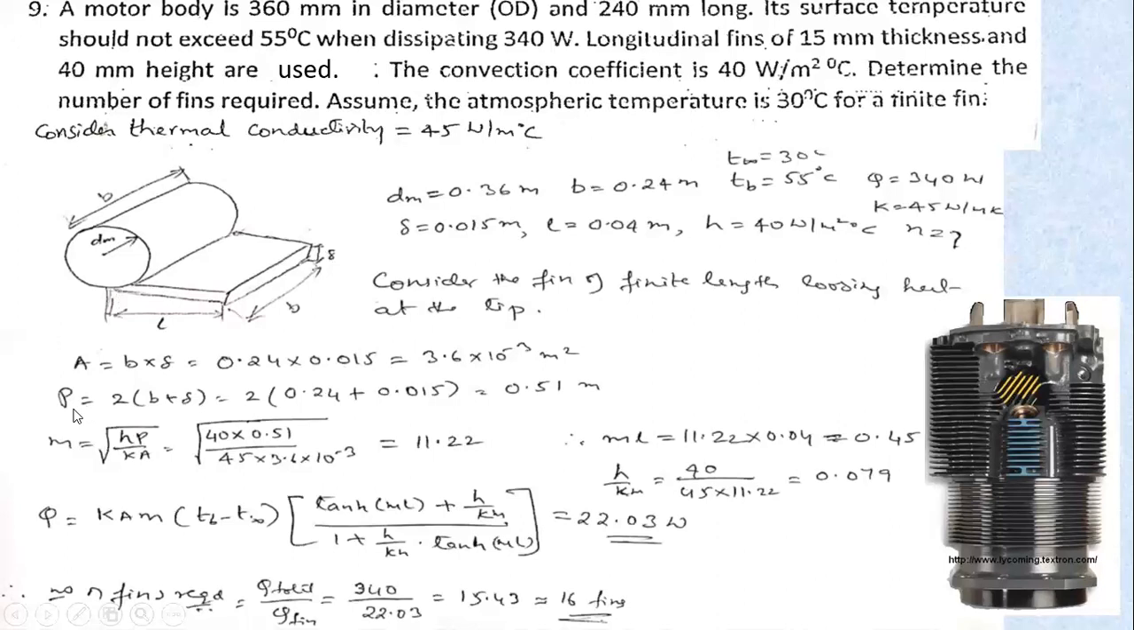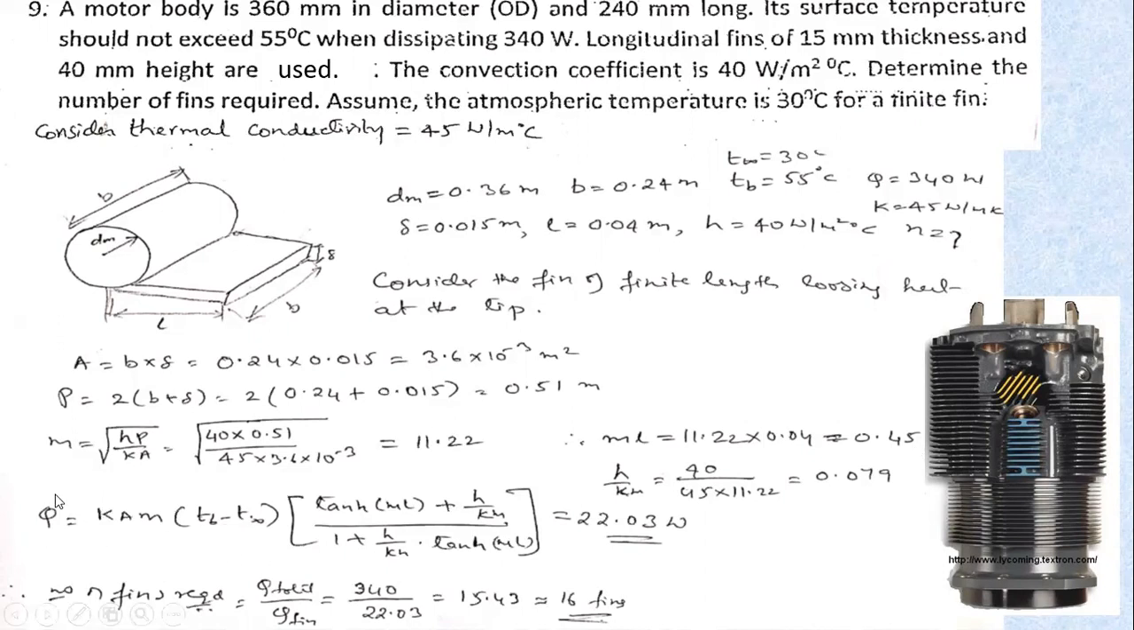Now what is the perimeter? 2 times the breadth into delta is the perimeter. So substitute and get the value of m, and find out m into L. So mL is 0.45. It is far less than 5, so it is a short fin.